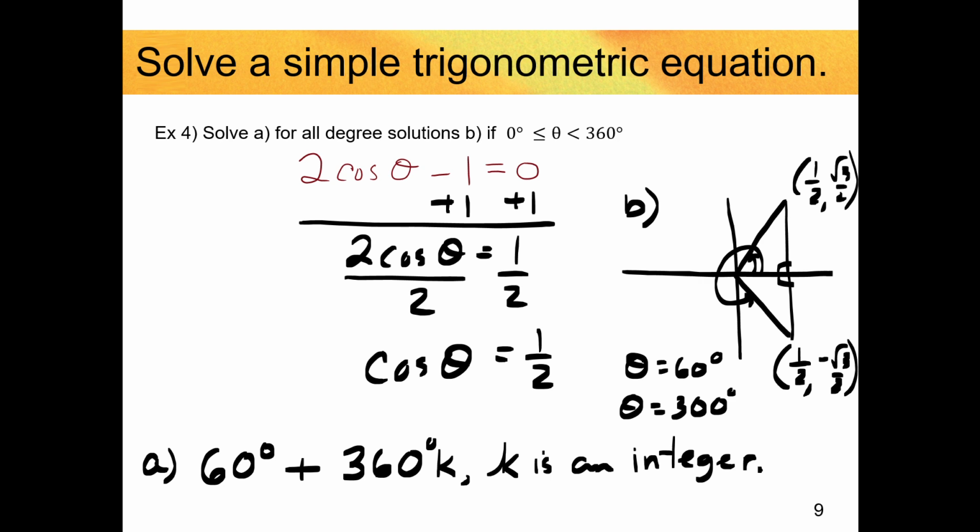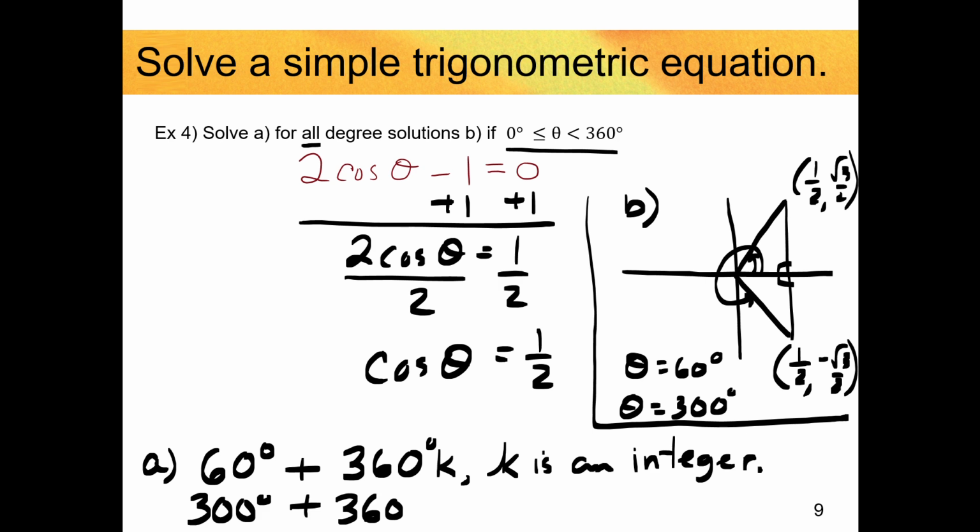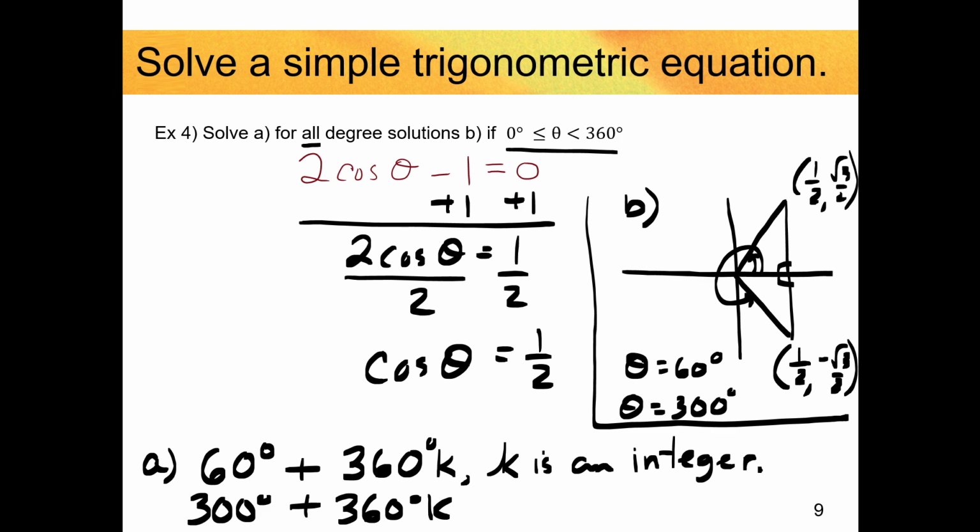What's the other one that we found? The 300 one, is that right? So 300 plus another revolution, called 360k. Now you don't have to define k again because you have already defined it once. We good? That's the answer you just write. The answer for A is all the degree solutions in the world, and the answer for B is just 60 and 300. That's how you write it.